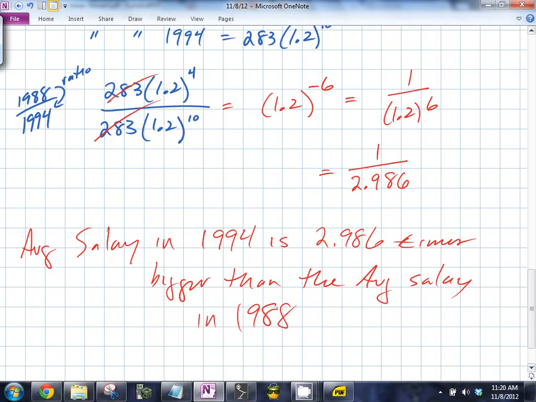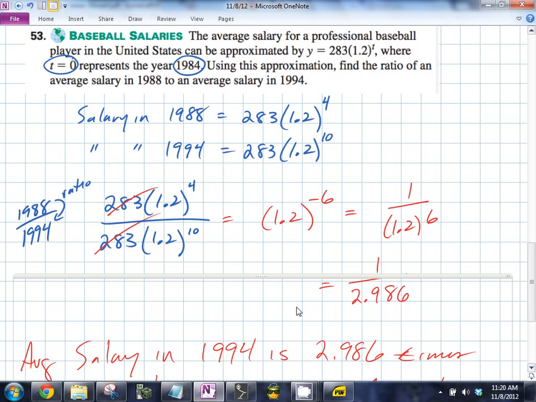What they wanted you to do on this question was cancel, simplify a little bit, and then use your calculator. It would have been neat if it simplified a little bit nicer, but you need to use your calculator a little bit on this one.